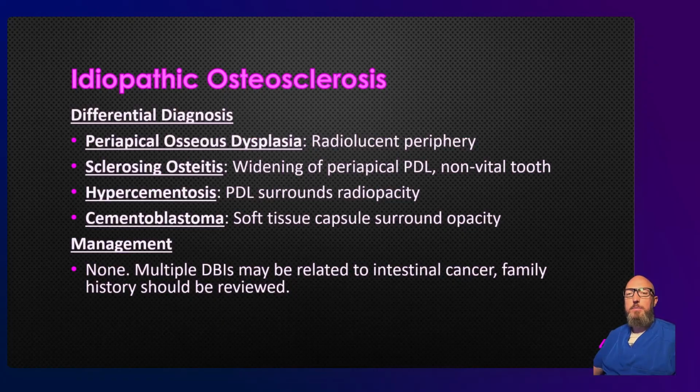Hypercementosis has PDL space actually wrapping around the opacity, and that's one that's attached at the root of the tooth. Cementoblastoma, also attached to the tooth. Typically those tend to be really round with a soft tissue capsule or a somewhat thick radiolucent rim around it. And the difference there is that radiolucent rim on Cementoblastoma is thicker than the PDL space that you see on hypercementosis. And so this is worth keeping in mind. Really important point for the rest of this course, for the rest of your career, because these things are so common.